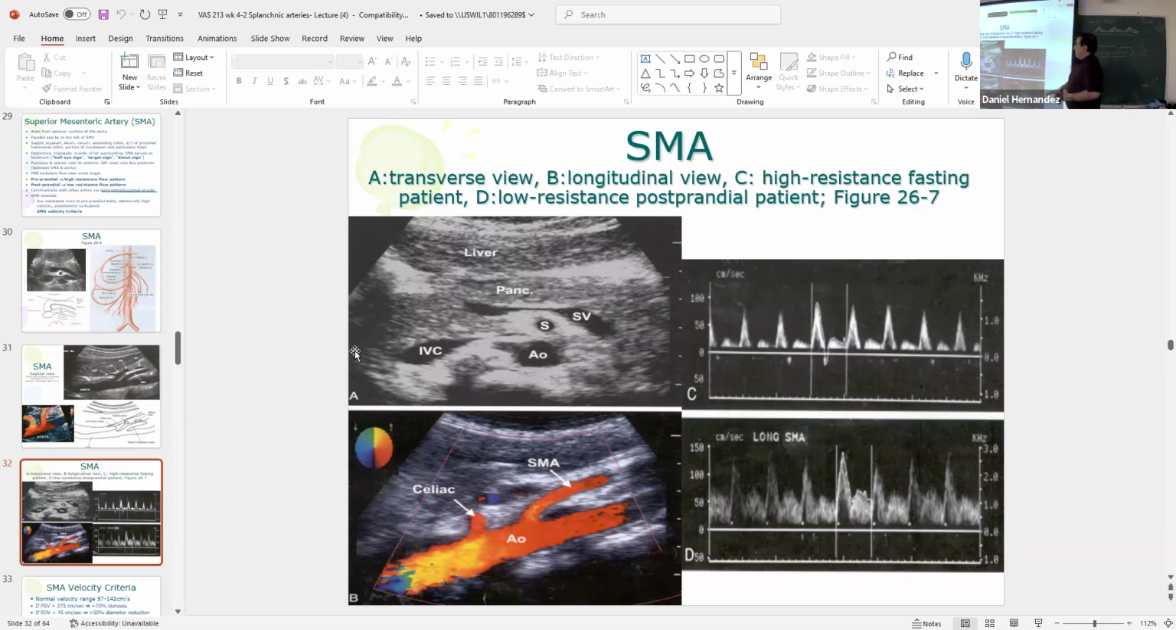So when we get into the actual exam, it's important for us to really be 100% sure that that patient truly is fasting. Because if they say they're fasting and we Doppler and it's a low resistant waveform, that could indicate that there's disease or they're suffering from mesenteric ischemia.